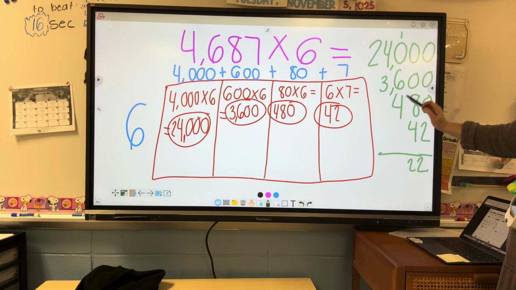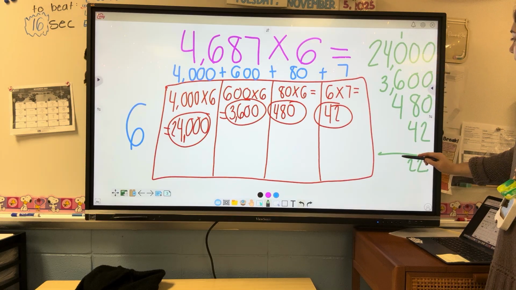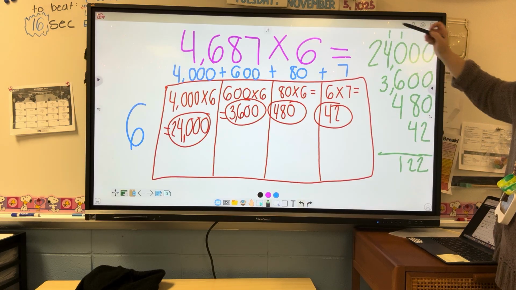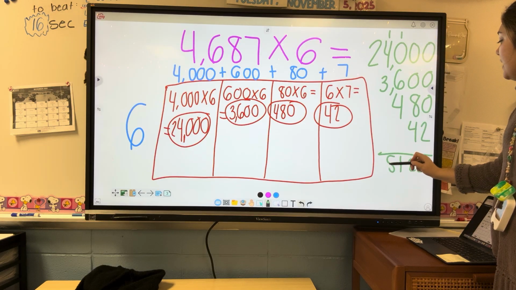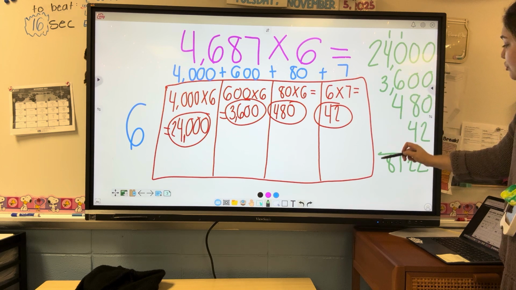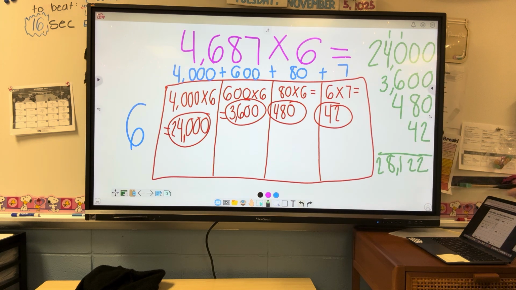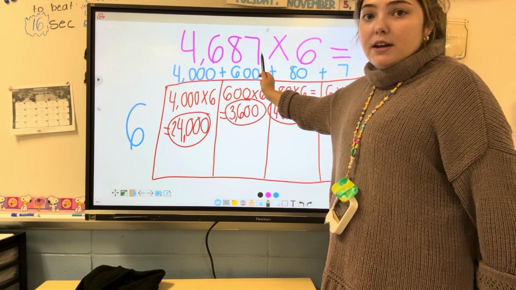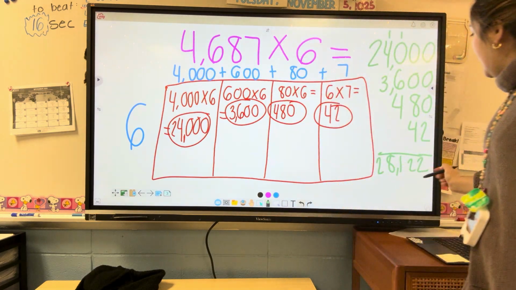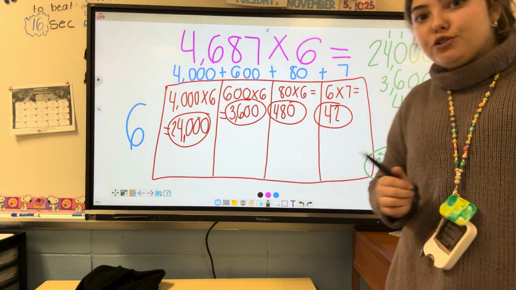I know 6 plus 4 is 10. Add 1 more is 11. I know 4 plus 3 is 7. I add one more, I'm at 8, and then I bring my 2 all the way down. So my answer is 4,687 times 6 equals 28,122.